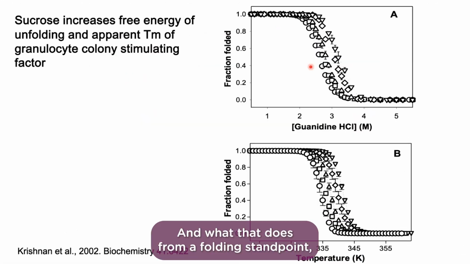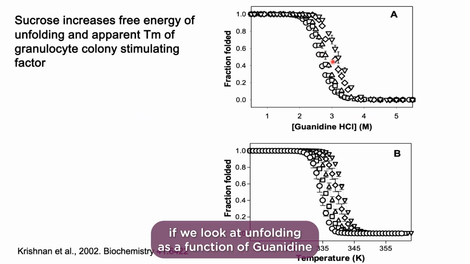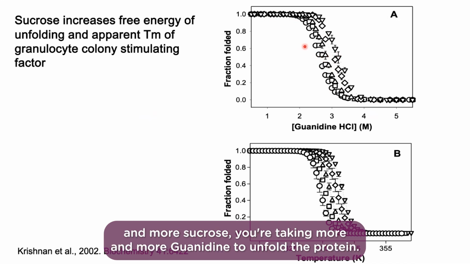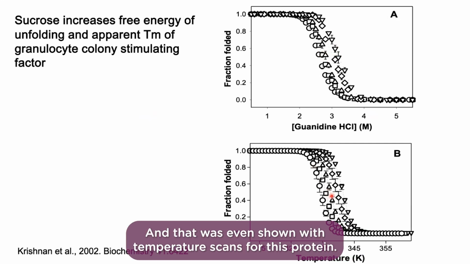And what that does from a folding standpoint, if we look at unfolding as a function of guanidine, your typical curves, in this example, as you get more and more sucrose, you're taking more and more guanidine to unfold the protein. You're increasing the thermodynamic stability. And that was even shown with temperature scans for this protein.